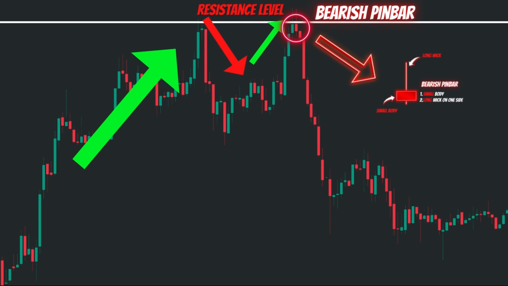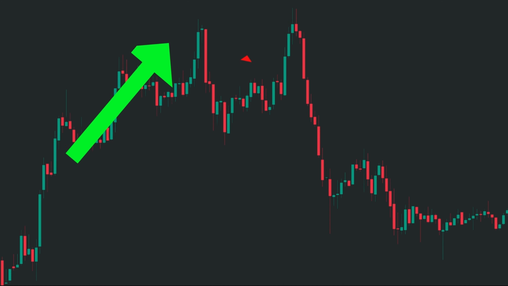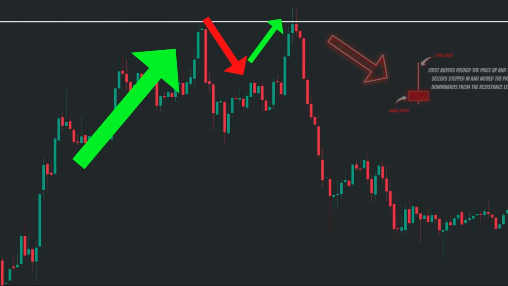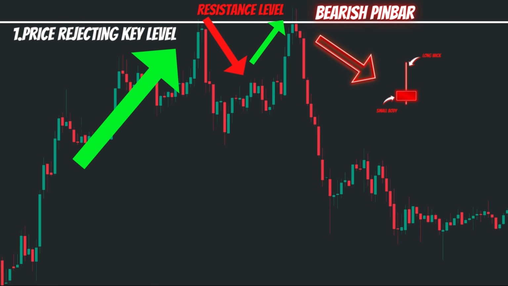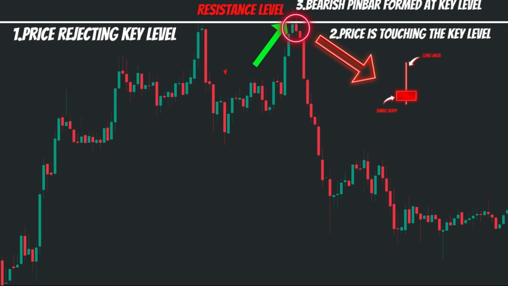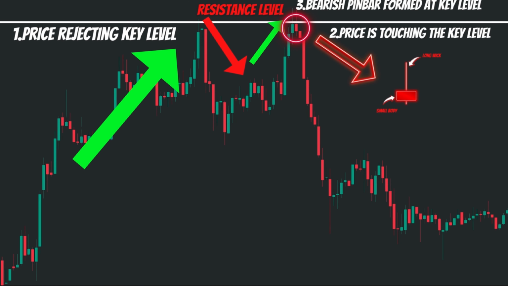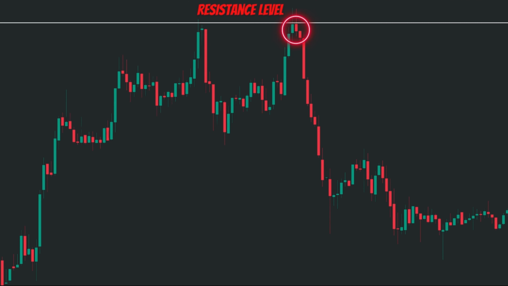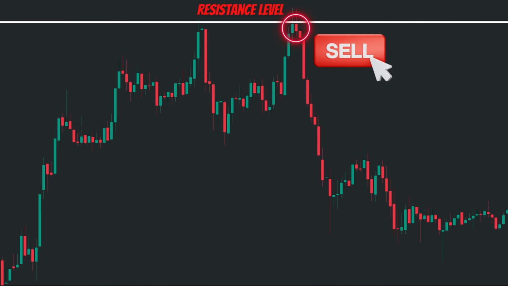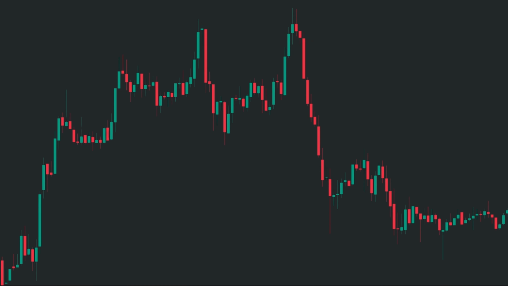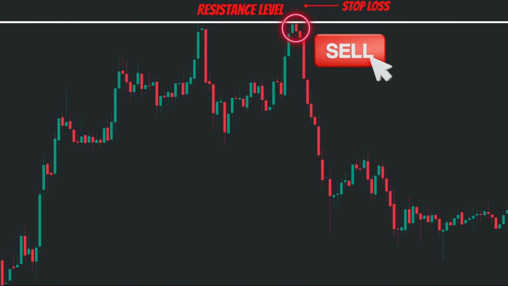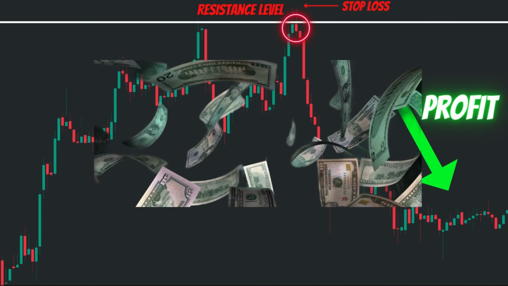A bearish pin bar looks like this. First, here price is rejecting the key point. Second, price is touching the key level. And third, confirmation: a pin bar formed at the key level. Now with all these confirmations, you can short the market with a stop loss above the wick high. Always take the previous low as the first target.